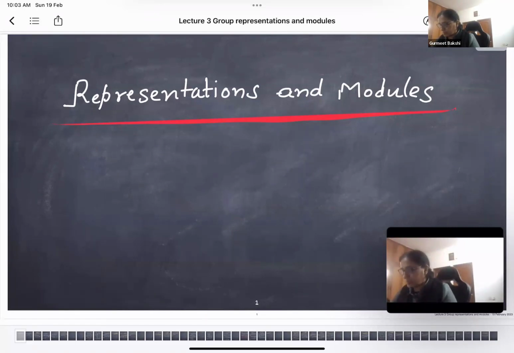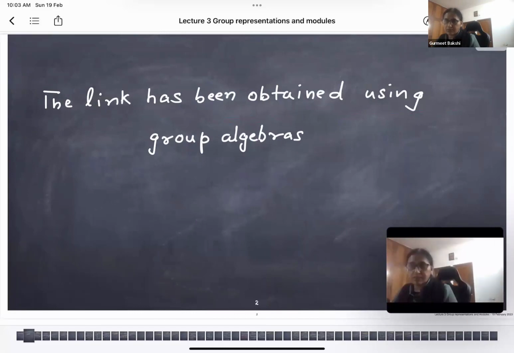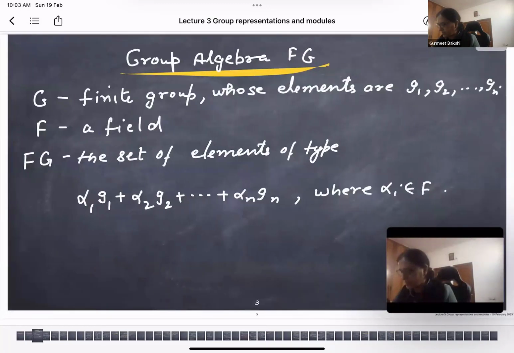Which was seen for the first time by Burnside, and then followed up by Emmy Noether, who made a lot of great contributions in this area. So the link between representations and modules has been obtained by rings, so-called group algebras, which I sort of introduced as vector spaces yesterday, but I will recall that for you or do it again for you.